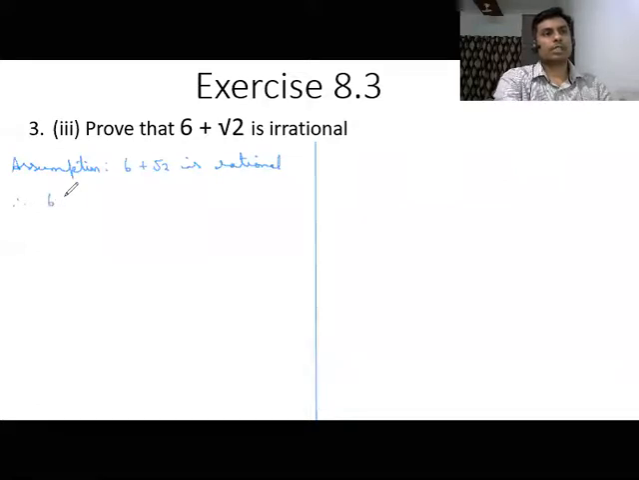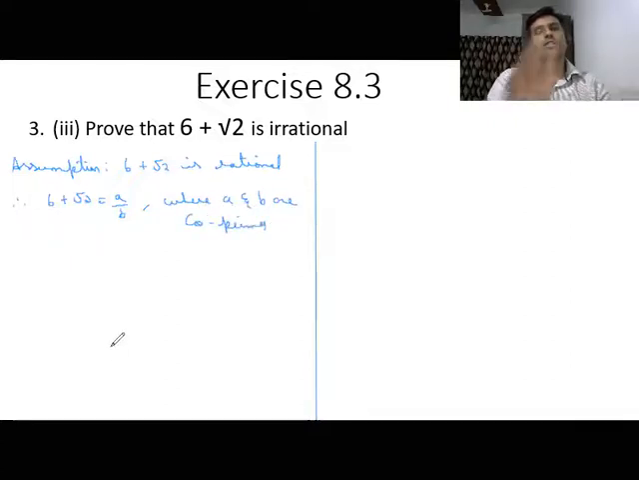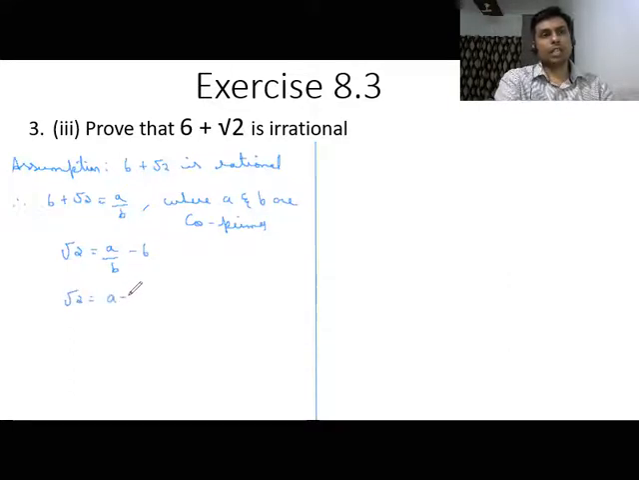Therefore, 6 plus root 2 is equal to a by b, where a and b are coprimes. So if I take 6 on the other side, what will I get? Root 2 is equal to a by b minus 6, correct? Plus 6 goes on the other side, I will get minus 6. Or root 2 is equal to a minus 6b by b.